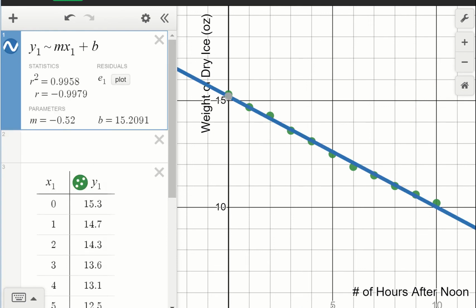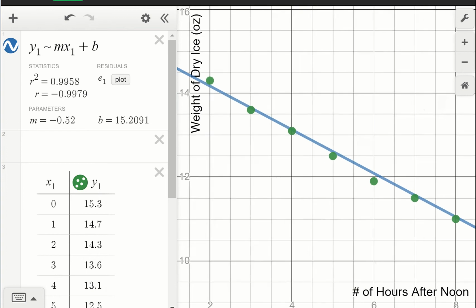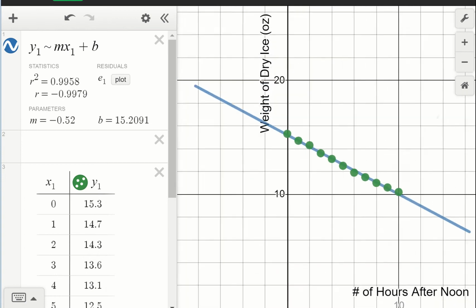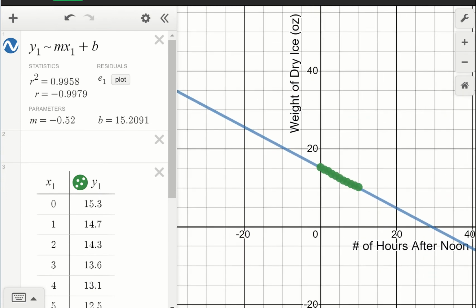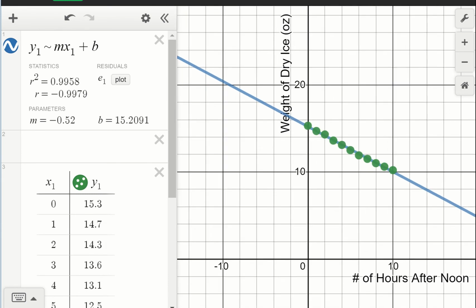And when I do that, you can see that I have this line that does a pretty nice job of fitting the data, especially if I zoom in a lot. It looks like the data is very close to the line. You can see my correlation coefficient R is negative 0.9979. I'm just reading it from the screen. The coefficient of determination is 0.9958. So I would say it's a very strong negative correlation. As the number of hours past noon increases, the weight of the dry ice in ounces decreases.